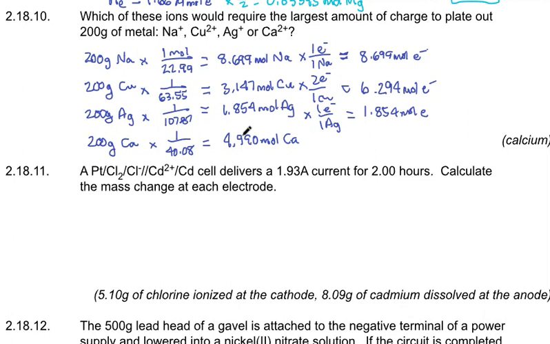And last one, 4.990 times, it costs 2 electrons to make a calcium atom. 2 electrons to reduce 1 calcium. So 4.99 times 2 gives 9.98 moles of electrons.